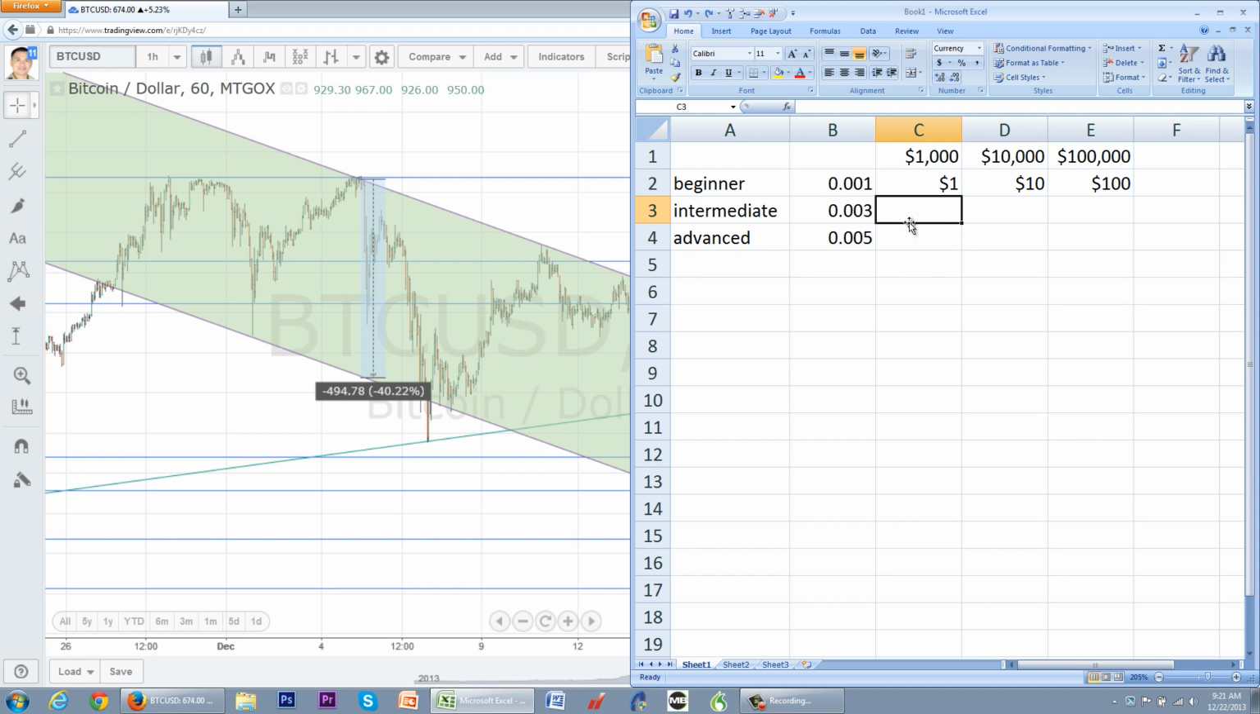Okay, you guys know how to do it. You can figure out the math here by yourself. What I did was just take this, multiply by that to get this. I'm not going to waste your time doing the rest of this, but for a beginner, you really don't want to spend more than $1 for a stop loss.